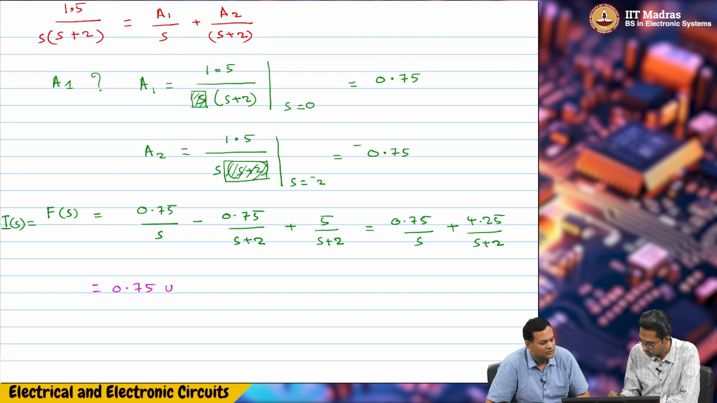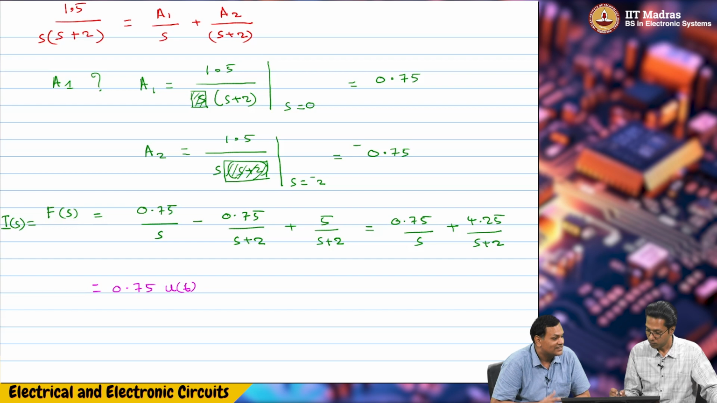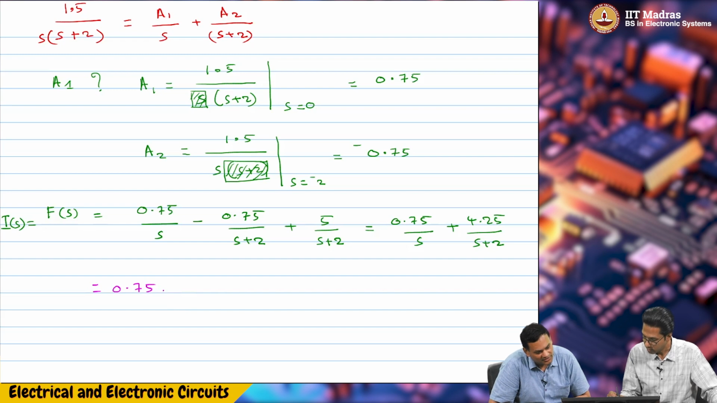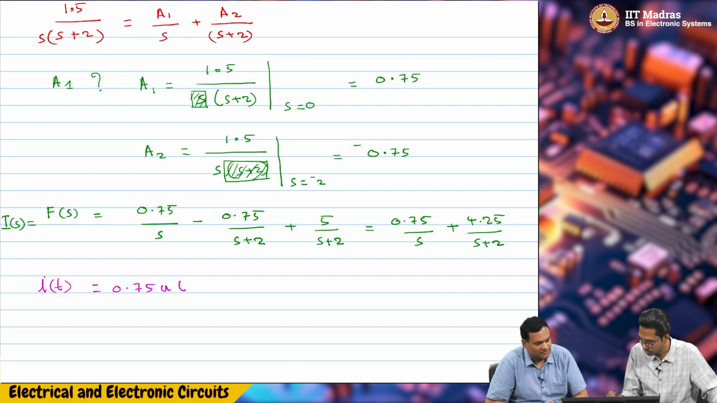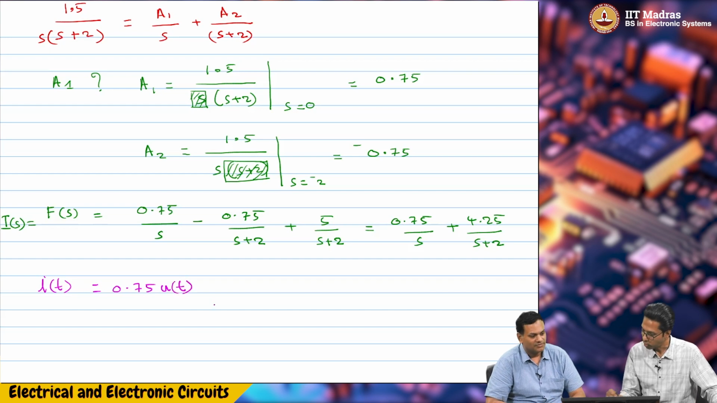0.75 will be small i of t times u of t. On the left hand side, you're taking the inverse transform, so you just write i of t here, and u of t here. Or this may be less confusing: I have one term like this.